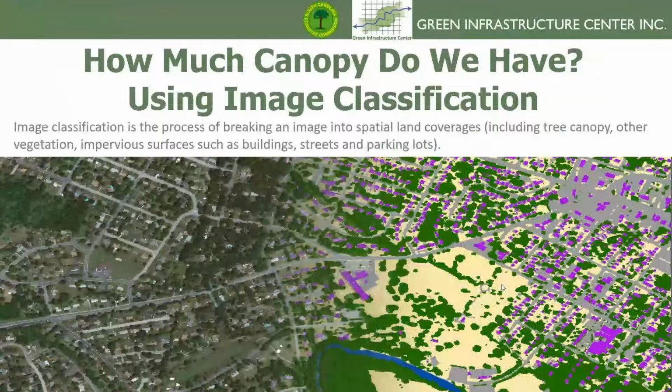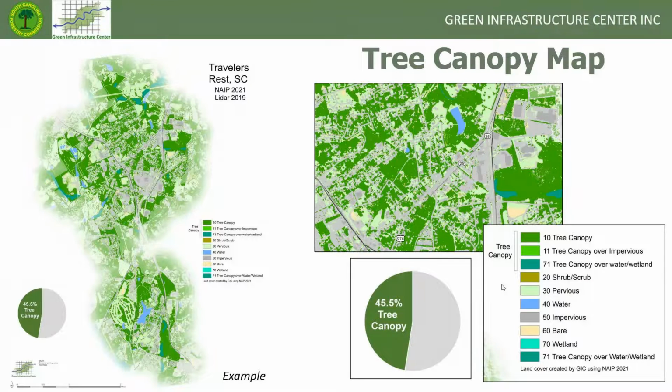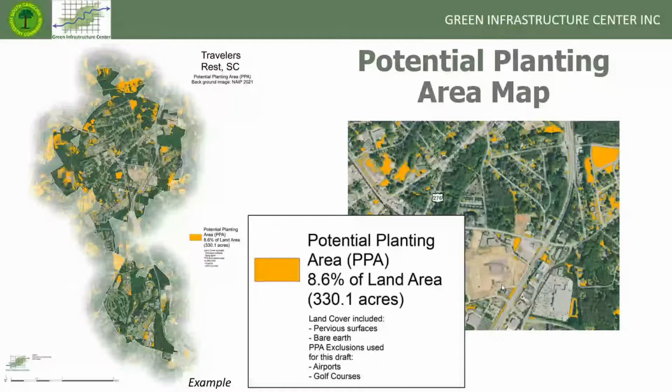So for this, we start with an image classification, break an aerial image down into different land cover classes, and then we create a tree canopy map from that. So get a sense for what is the percent tree canopy across the city, and then also what is the available open space for potential tree planting across the city.